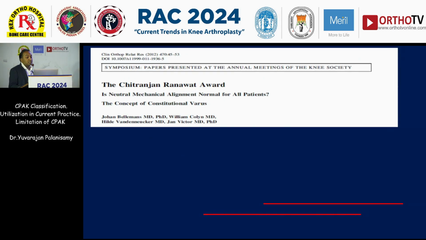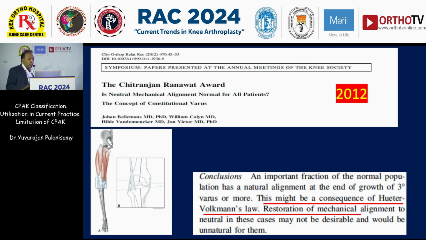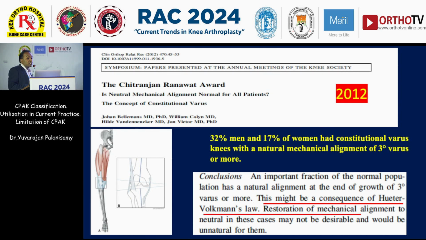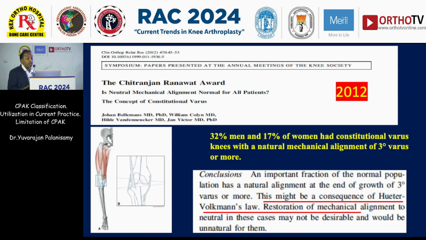So this is the landmark paper by Bellemans. The history is very important. The history of this constitutional alignment is very important. So how it has evolved in the last 12 years. In 2012, John Bellemans' group scored a very prestigious award, the Chitranjan Ranawat Award. And this paper came up with a very important message: 32% of normal healthy men and 17% of women had a constitutional varus, with a natural mechanical alignment of 3 degrees of varus or more.